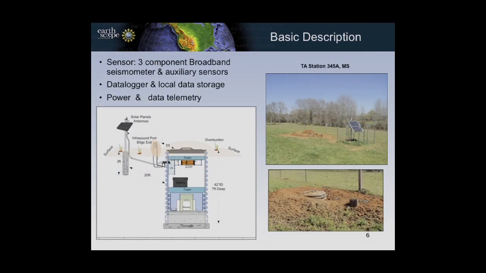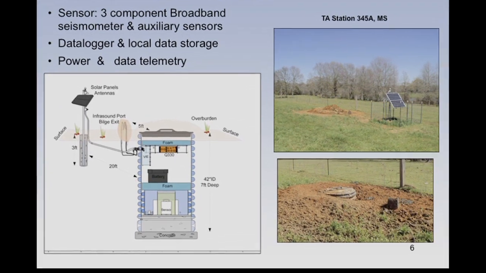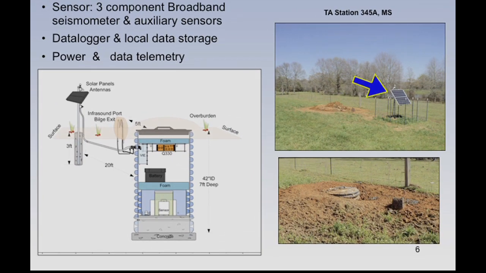For the USArray transportable array network, here's what a field station looks like. This one is 345A and it looks like it's in Mississippi, and for every single station we have photographs of the installations, all run by solar panels, and they're all buried underground. Sensors are put in a sewer pipe, dropped about 2 meters below the surface: a concrete pad, a broadband seismic sensor, sometimes a strong motion sensor, a data acquisition system, and currently we're also putting infrasound on these systems, and I'll go into that a bit later.